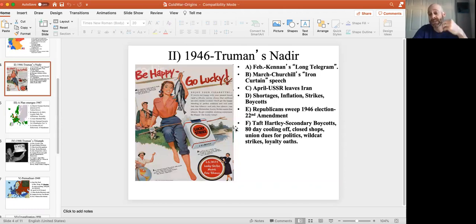FDR had 3 vice presidents. He had John Nance Garner for the first 8 years until 1940. Then he had Henry Wallace replace him. And then Henry Wallace was kicked off the ticket in 1944. Henry Wallace, a very interesting figure.